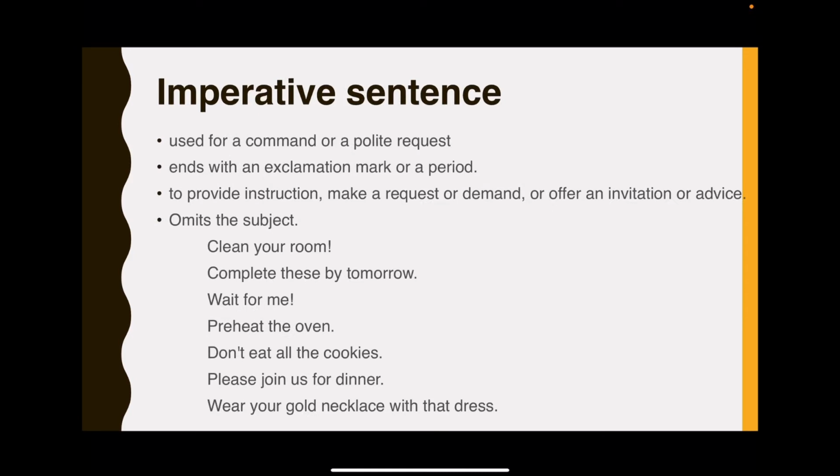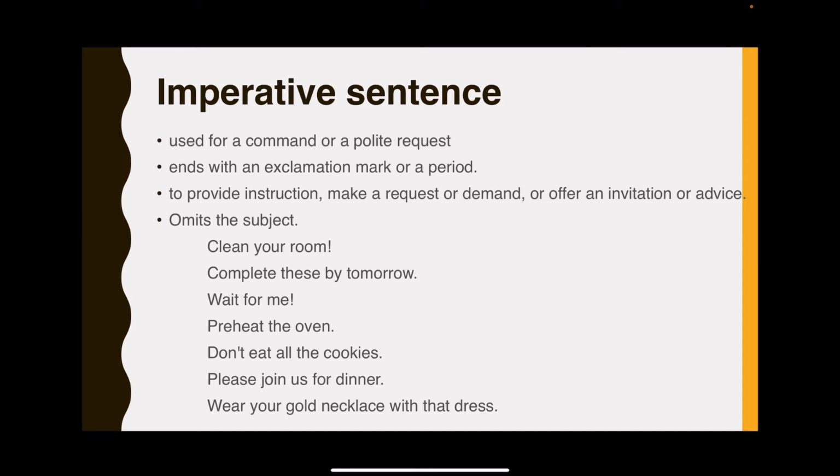Next one, that is imperative sentence. This kind of sentence is normally used for a command or a polite request, and normally ends with an exclamation mark or a period. I mean the punctuation, both of these can be used at the end of this type of sentence. This is to provide instruction, to make a request or demand, or even to offer an invitation or advice. So we can use the imperative sentence in many ways.